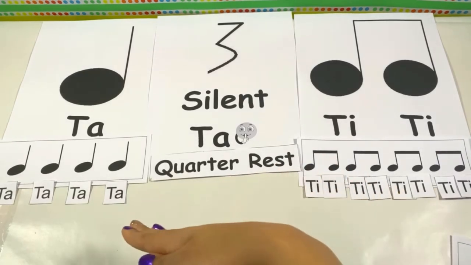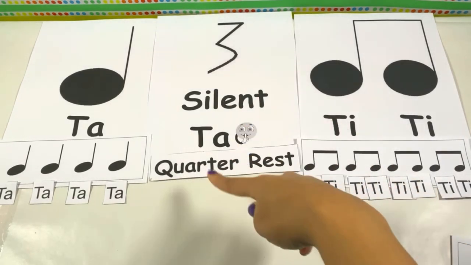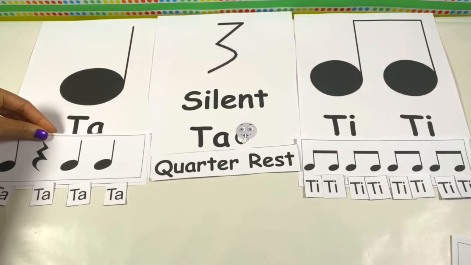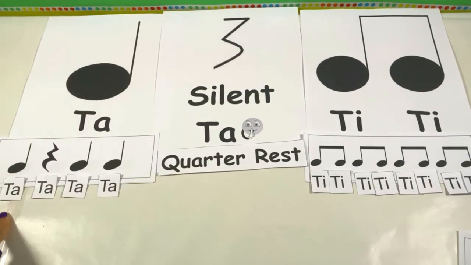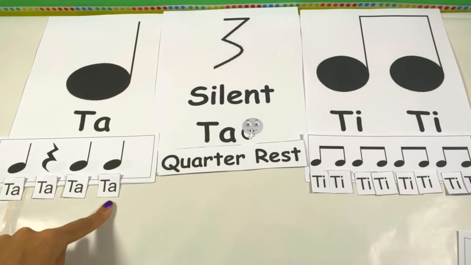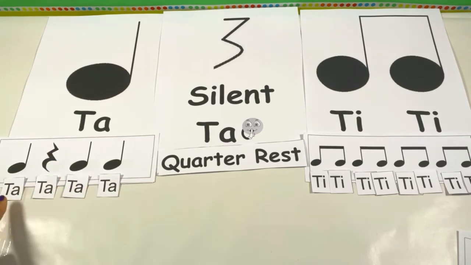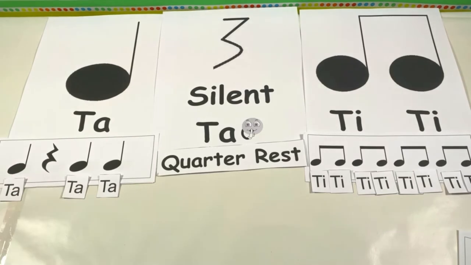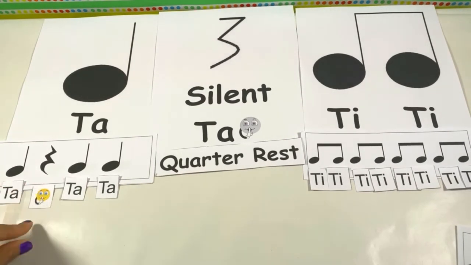Now that we've practiced our regular tas and TTs, let's add in some of those silent tas or quarter rests. So I'm going to put this rhythm here. And are my labels still correct here? Is this ta, ta, ta, ta? No, we have ta, silent ta, ta, ta. So I'm going to take this ta away and I'm going to put just a little reminder for us to be silent. So for this first practice, we're going to say sh for the silent ta, just to practice where the silent ta falls.